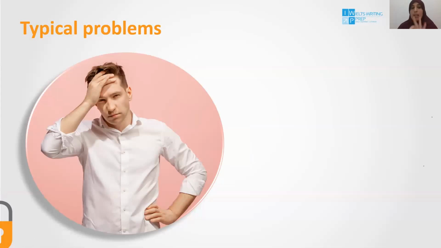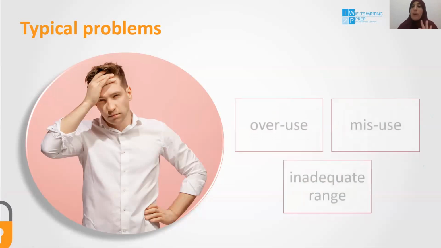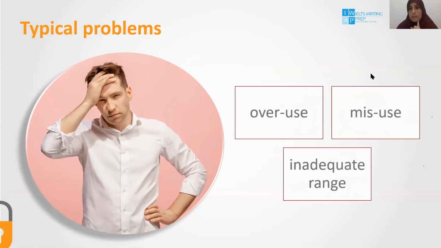And there are 3 main problems, and remember, we're only looking at linking devices right now. The 3 problems are overuse, misuse, and inadequate range. And what do we mean by that? Overuse is when you use too many linking devices. And this could be a problem.